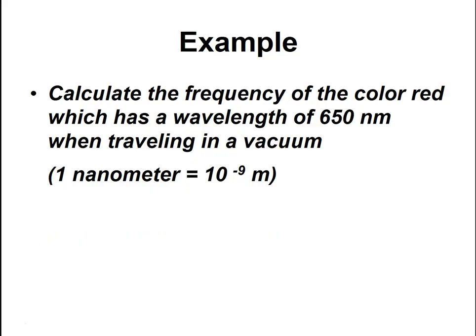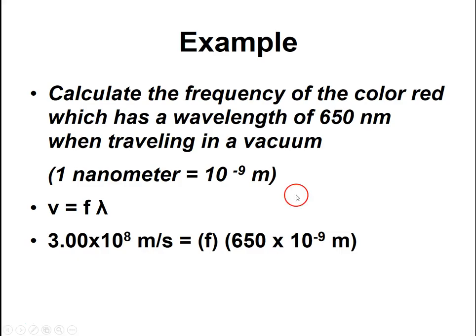First one, we're going to go ahead and use our wave equation, v equals f lambda. The color red here is 650 nanometers, so that represents our wavelength, 650. Now, the conversion for a nanometer is 10 to the negative 9th, so we could just write that as 650 times 10 to the negative 9 meters. And then you just go ahead and do the math. Divide it out, you'll get your frequency, 4.62 times 10 to the 14. Remember, a hertz is cycles per second, or waves per second.